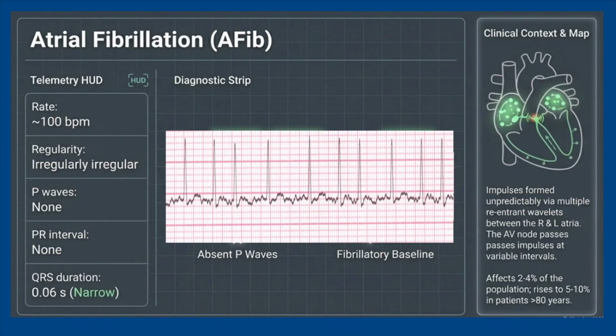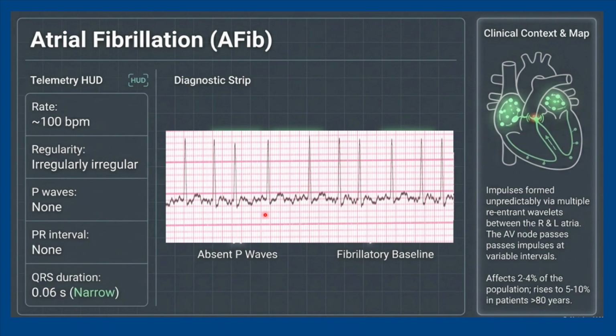Atrial fibrillation happens due to foci in the atria, which leads to multiple reentrant wavelets, causing continuous stimulation of the atria. And the AV node passes the impulses at variable intervals to the ventricles. If we look at this ECG, the heart rate is about 100 beats per minute, but it is completely irregular. So it shows irregularity. If you look at the distance between each R wave and the following one, it is not equidistant like what happens in regular rhythm.